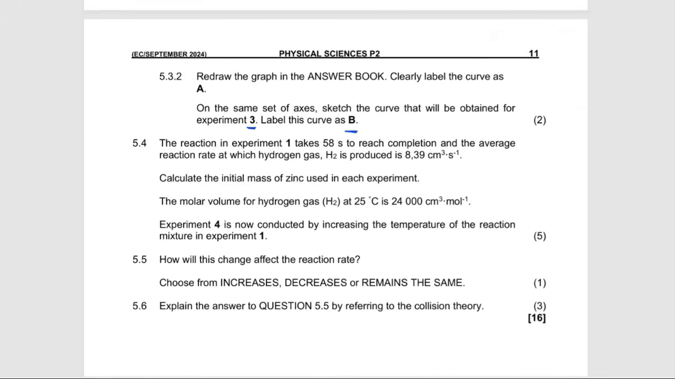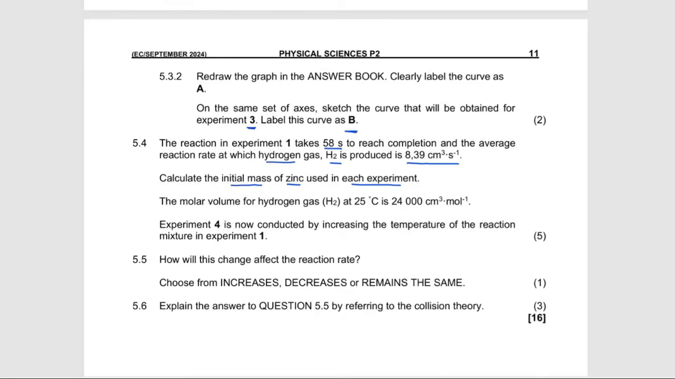Then after that, it says the reaction in experiment one takes 58 seconds. So we're given the time of the reaction, which is 58 seconds, to reach completion, and the average rate at which hydrogen gas H2 is produced is given as 8.39 cubic centimeters per second. Then after that, calculate the initial mass of zinc used in the experiment, right?